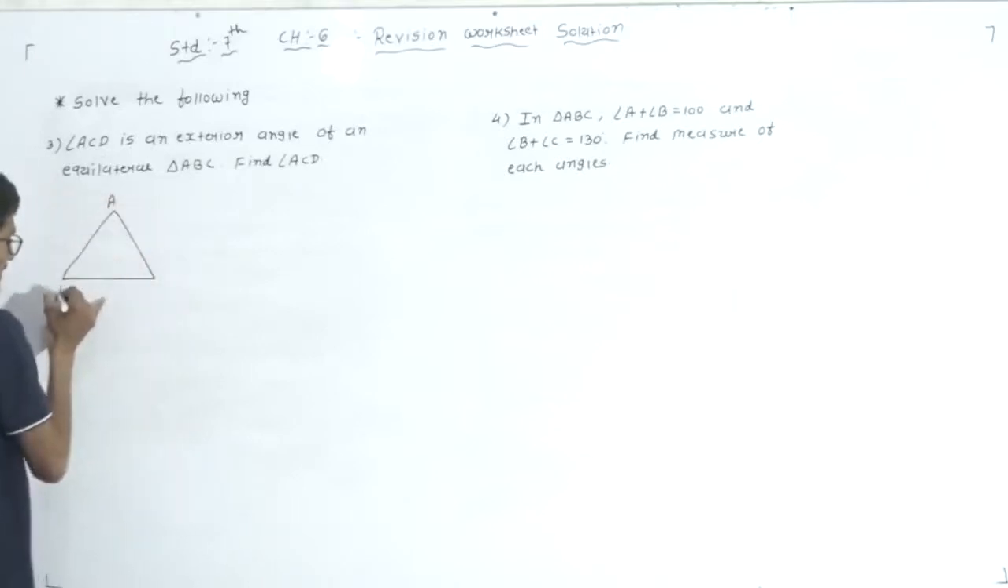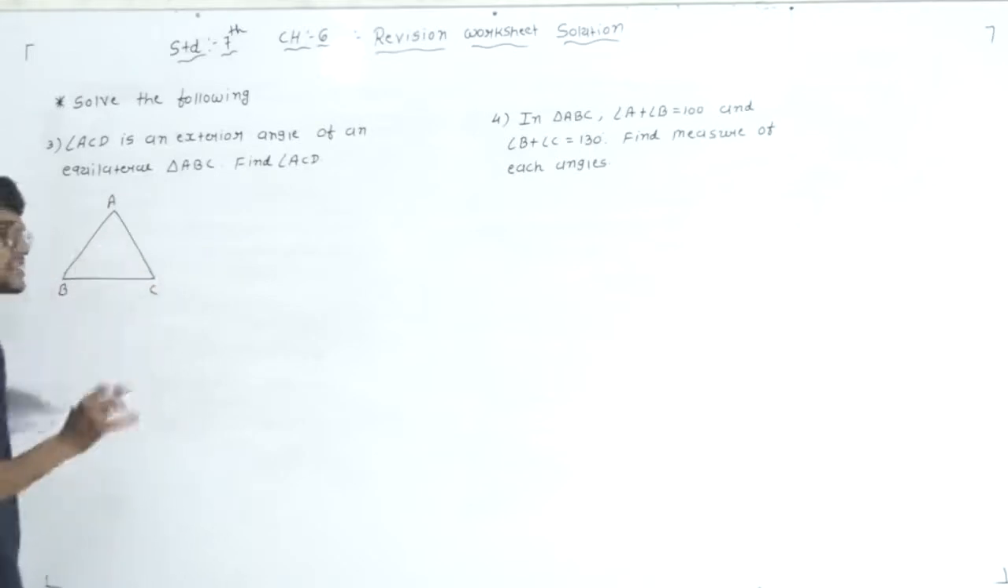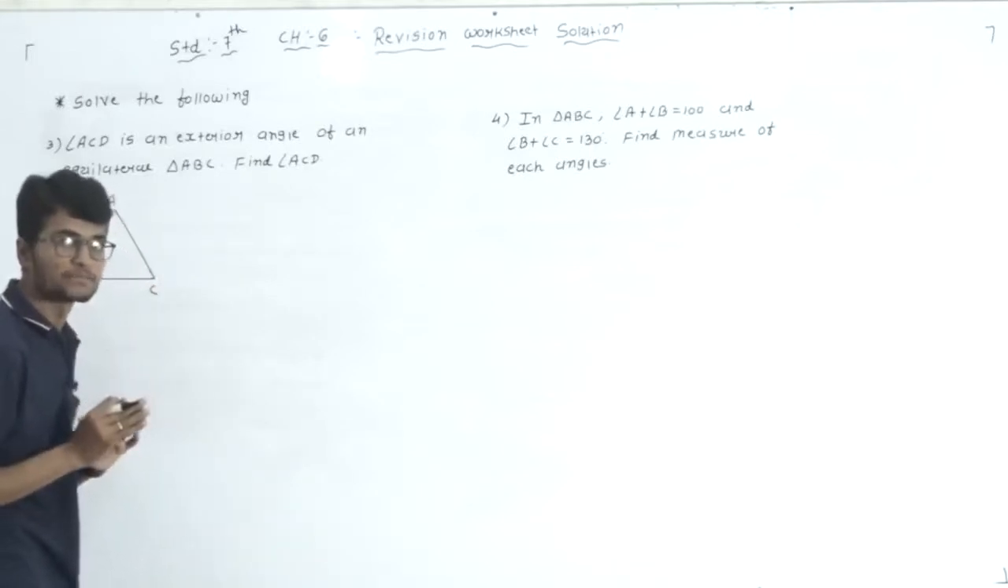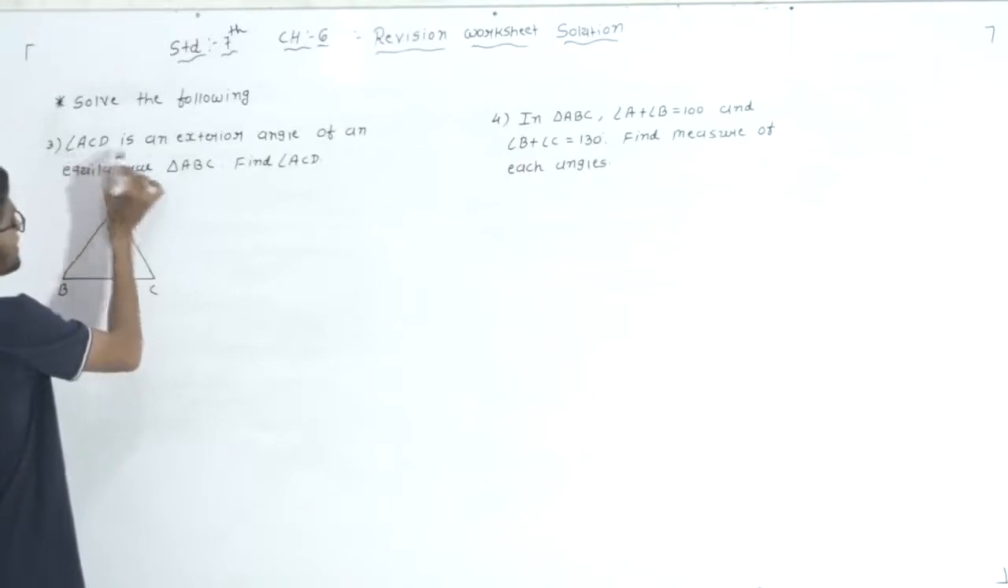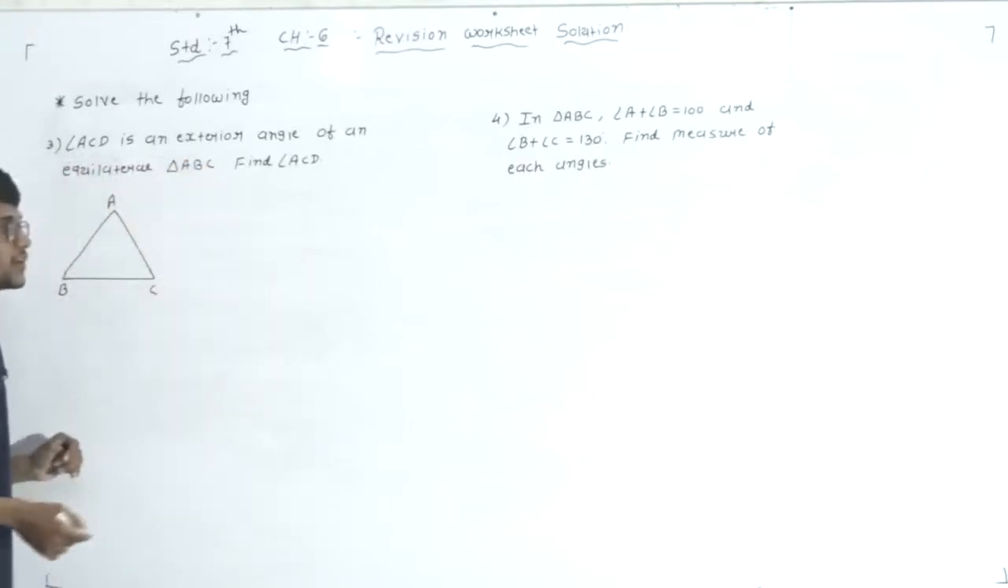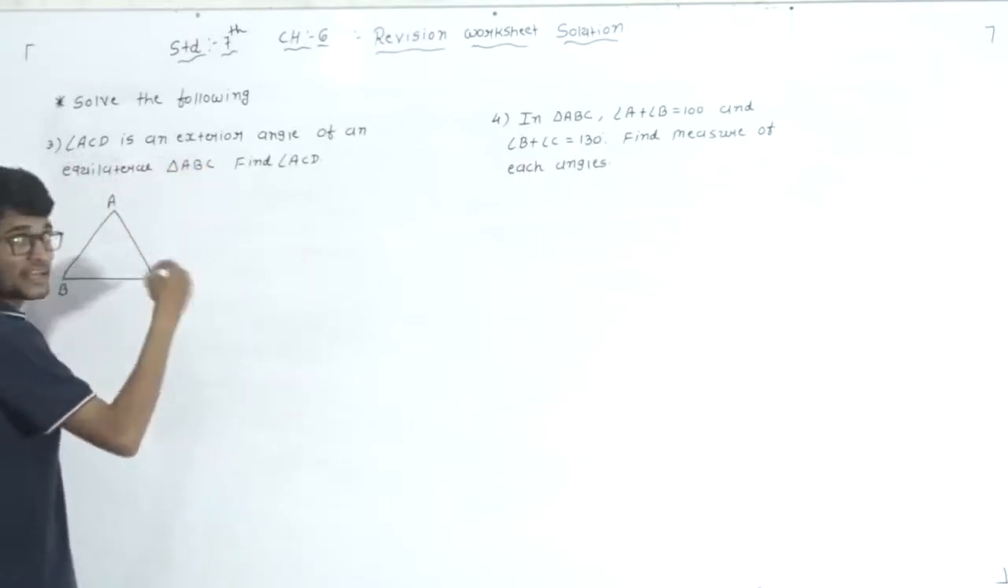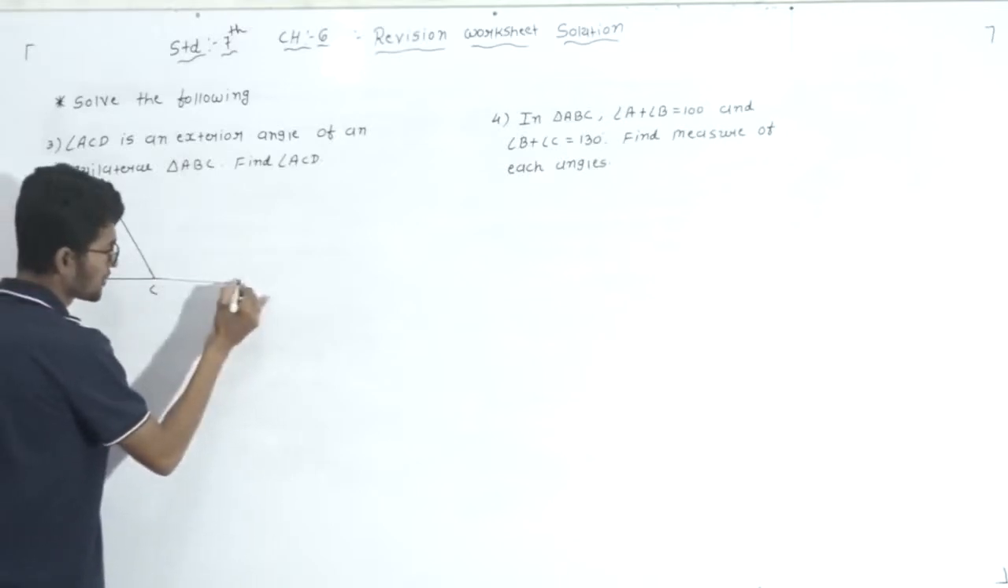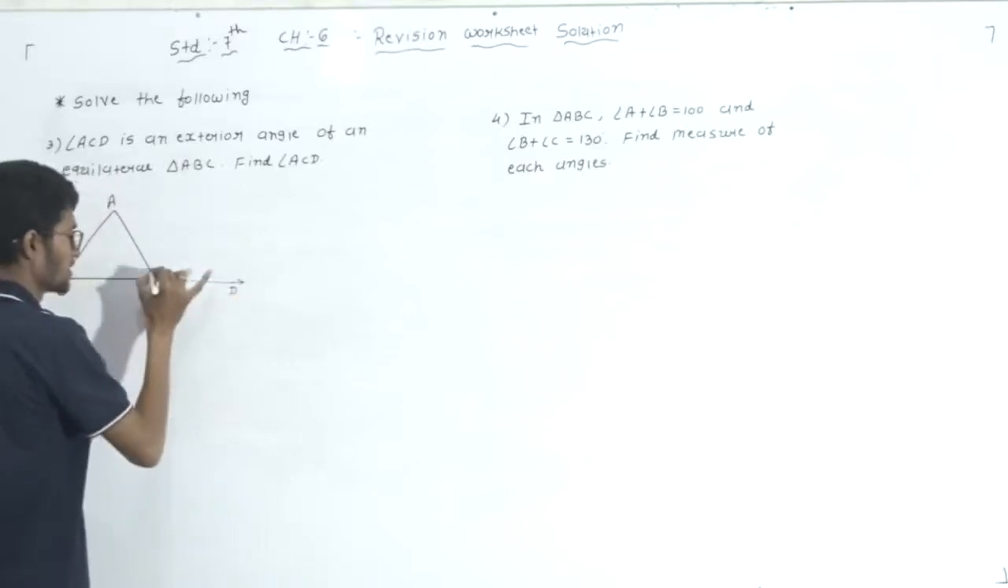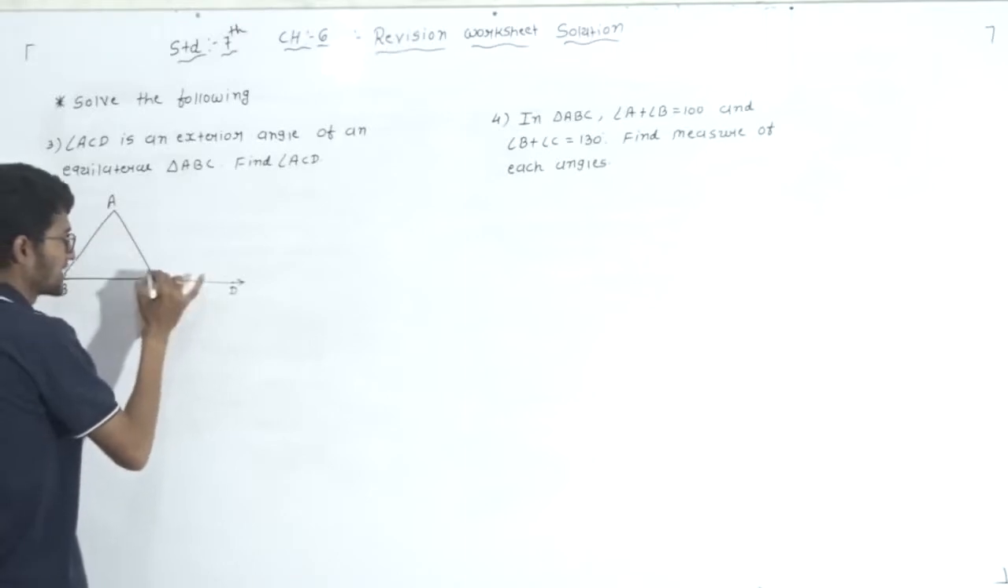This one is our triangle ABC. This triangle is the equilateral triangle. Now angle ACD is an exterior angle of it. Exterior means outside. So we have to draw here. Suppose this one is D. So here is A, C and D. It means this one.